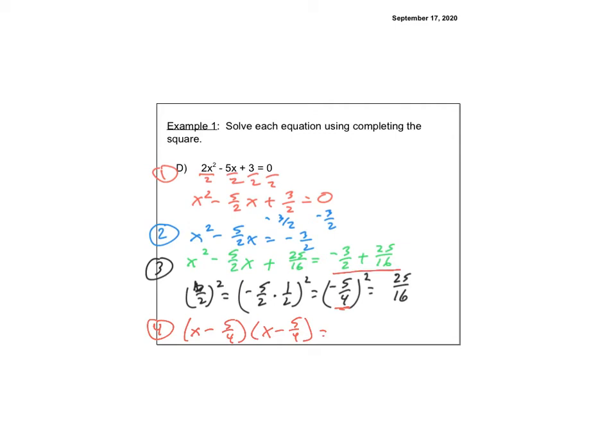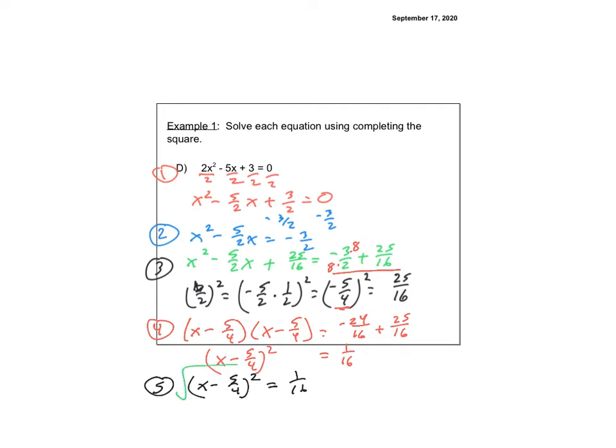So we're going to have to get a common denominator there. So common denominator is going to be 16. So I end up there with a -24/16 plus 25/16, which is going to give me a 1/16. The left-hand side I'm going to write as one single term. So step 5 there is to go ahead now and to use square roots and then solve for x. So I'm going to rewrite that x minus 5/4 squared equals 1 over 16.